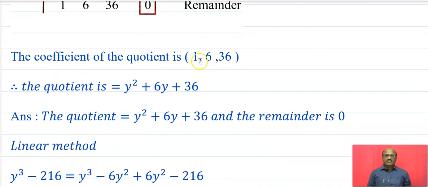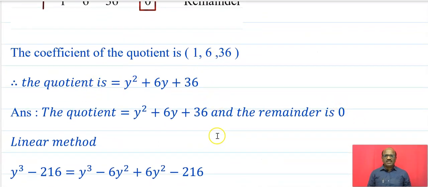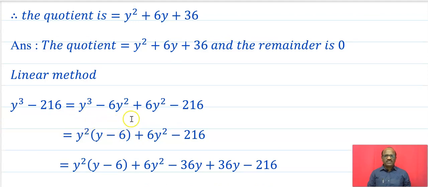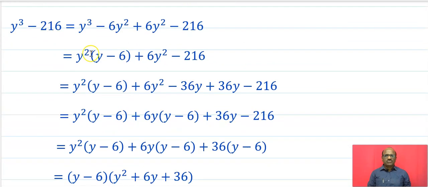Linear method. This is the quotient and the remainder is 0. Linear method: y³ minus 216. Now first I will adjust all the terms so that in the bracket I can take y minus 6 as a common factor. This is my objective. Now how to complete it? The divisor is y minus 6, so I must get y minus 6 as a common. y³ minus 6y². If I take y² as a common, then in the bracket I will get y.